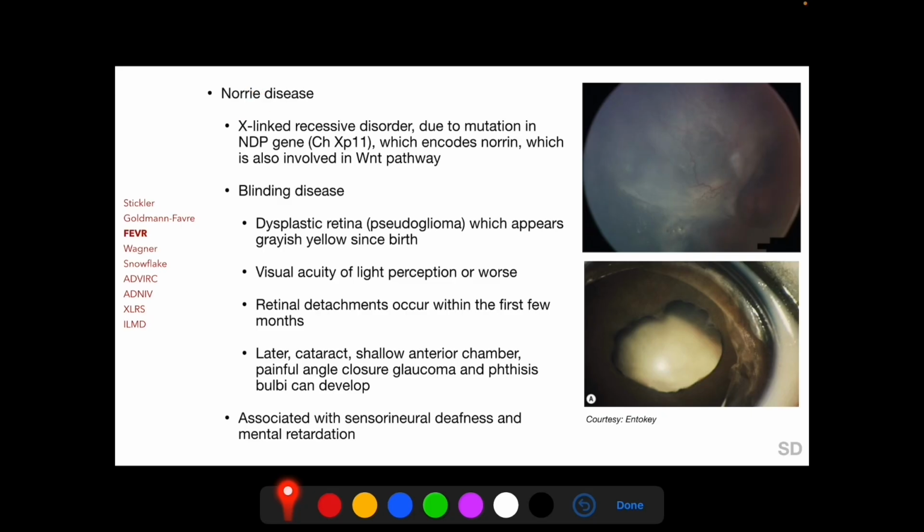Norrie disease is an X-linked recessive disorder due to mutation in the NDP gene, which encodes the protein norrin, which is also involved in the WNT pathway. Norrie disease is a blinding disease with patients having visual acuity of light perception or worse, and on examination, the dysplastic retina appears grayish-yellow since birth. Retinal detachments typically occur within the first few months, as seen here in this clinical photograph, and later cataract, shallow anterior chamber, painful angle closure glaucoma, and phthisis bulbi can develop in these eyes.